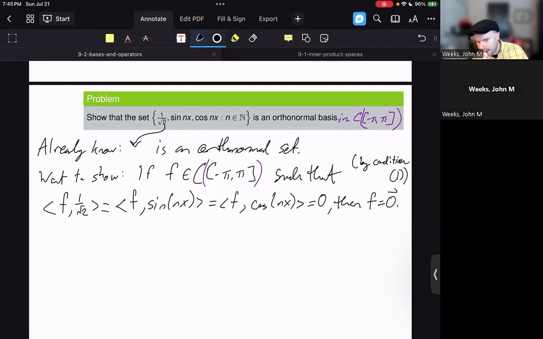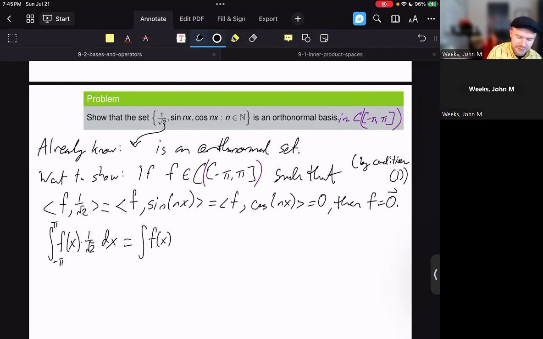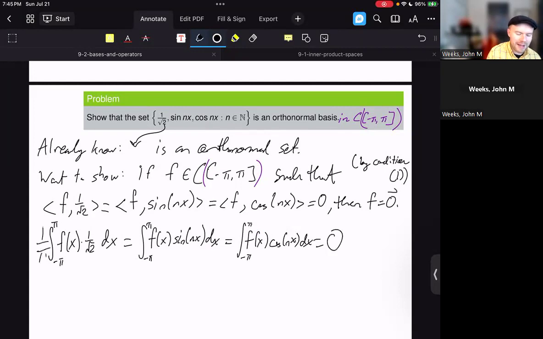So let's talk a little bit about that. What does it mean to take the inner product in the continuous functions from negative pi to pi? That means that we're going to be taking the integral of f of x times 1 over square root of 2 dx, going from negative pi to pi. We could also take the integral of f of x times sine of nx dx, as well as the integral of f of x times cosine of nx, each going from negative pi to pi. And we could get each of these to be 0. Now, I could have also written the 1 over pi out here, but I decided not to. I decided to just multiply everything by pi, just to make it look a little bit nicer.